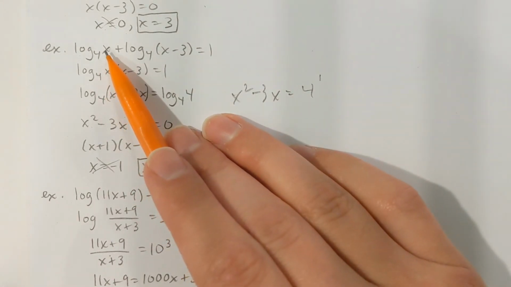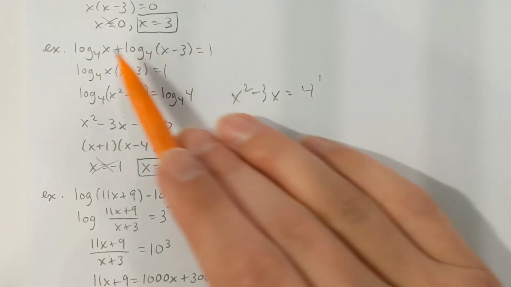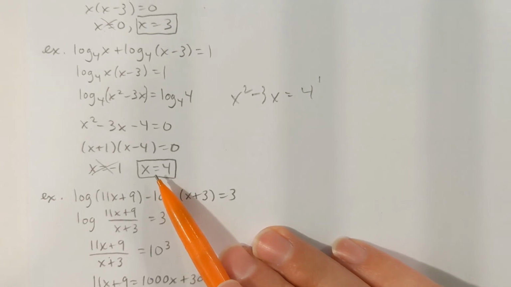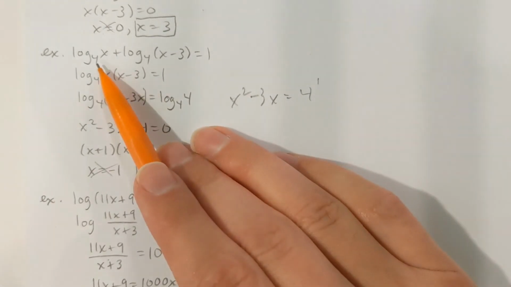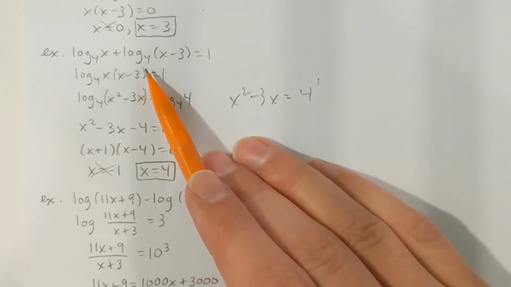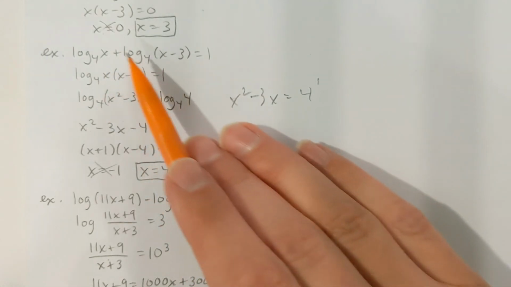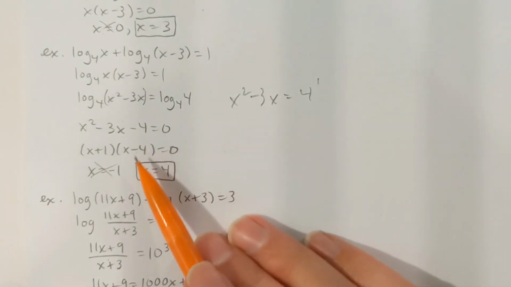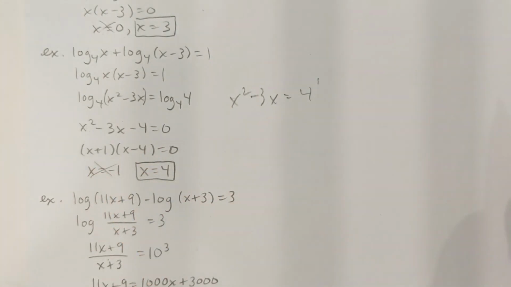Negative 1 is no good because you can't take log of a negative. That's going to happen on both of those. 4, let's see, we're going to keep 4 because log base 4 of 4 is 1. Log base 4 of 1 is 0. 1 plus 0 is 1. Okay, so 4 is kept, negative 1 is extraneous.